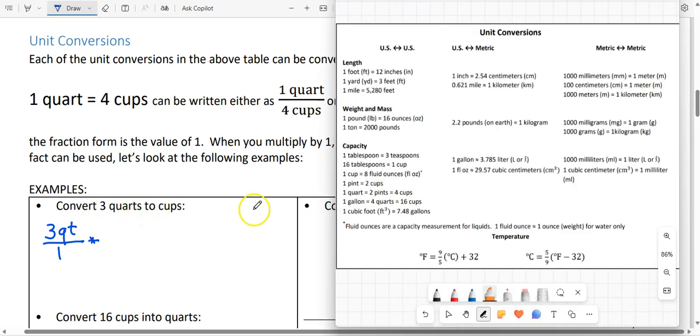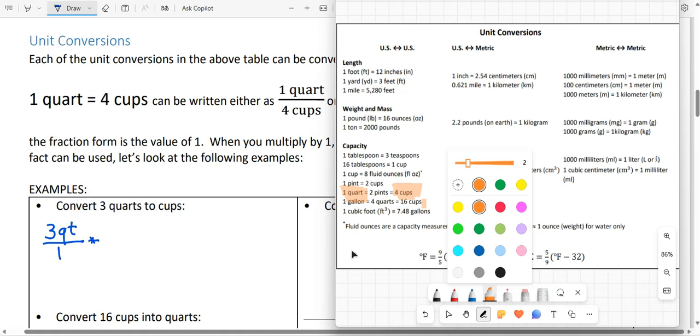Quarts to cups. So here we have, there we go. 1 quart equals 4 cups. That's the one we're going to use. That is just a little big for this process. That'll be a little better. Perfect. So 1 quart equals 4 cups.